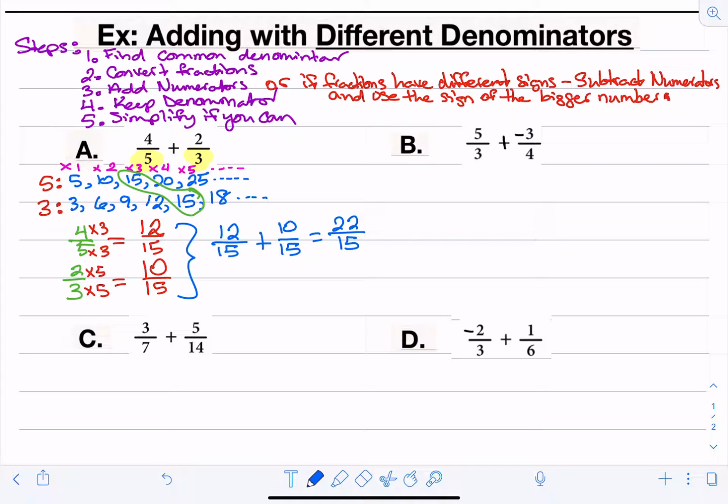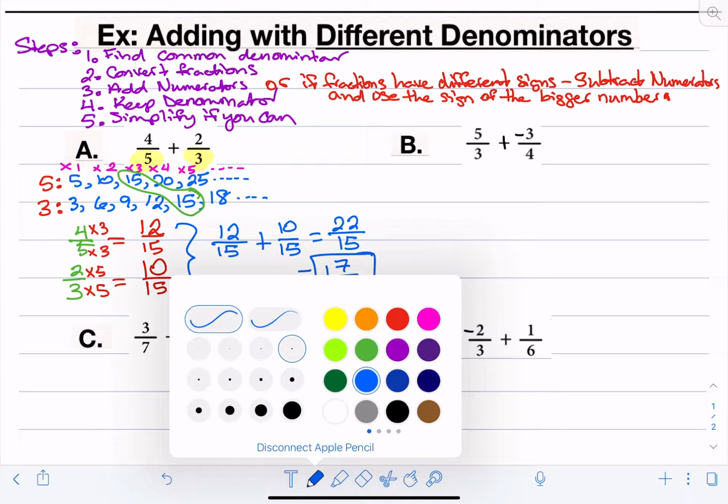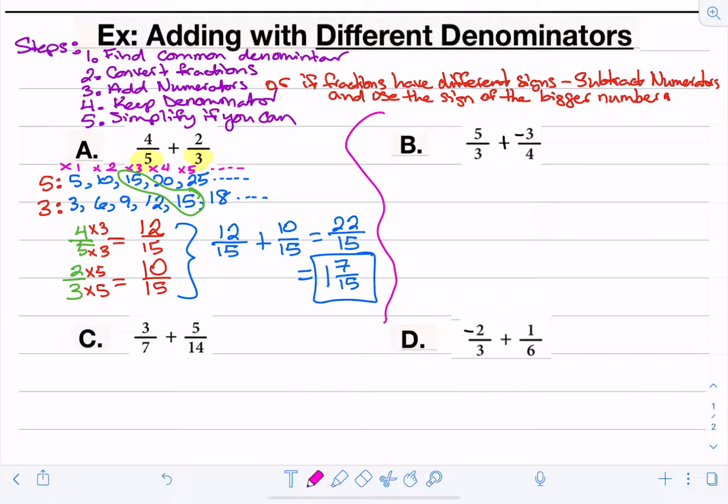Well, 22 is bigger than 15, so we call this an improper fraction when the number on top's bigger than the number on the bottom. So we can convert this to a mixed number, right, to simplify it. So how many times does 15 go into 22? It goes in there 1 time. What do we have as a remainder? Well, 22 minus 15 is 7, so we'll have 7 left over, and of course we keep that denominator the same. And our answer becomes 1 7/15. I'm going to go ahead and draw a line so you know where part B is.